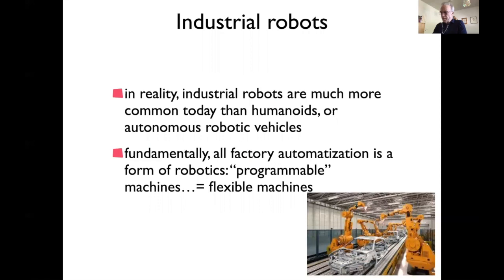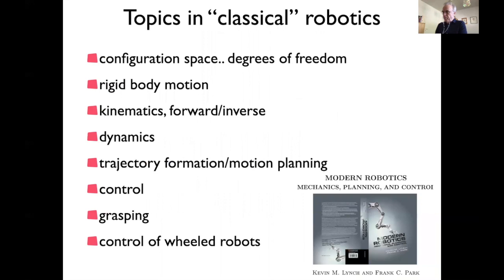robots. You could say fundamentally, all factory automation is a form of robotics, which is traditionally defined as programmable machines, so machines that are flexible in what they can do, and that flexibility shows up in them being programmable, a whole continuum of actions being possible.